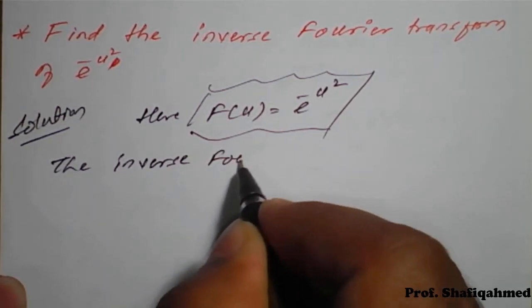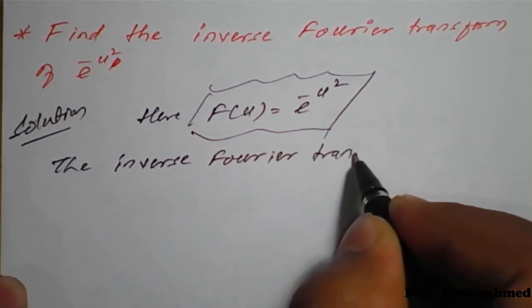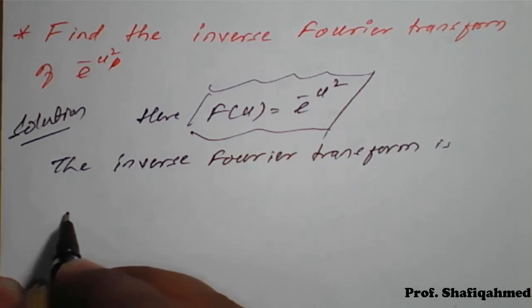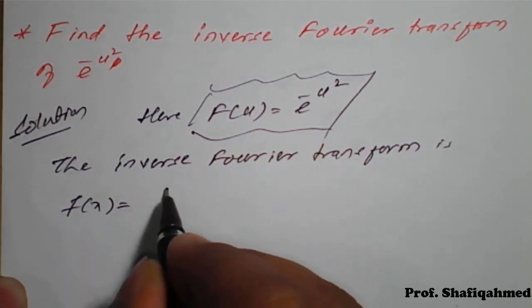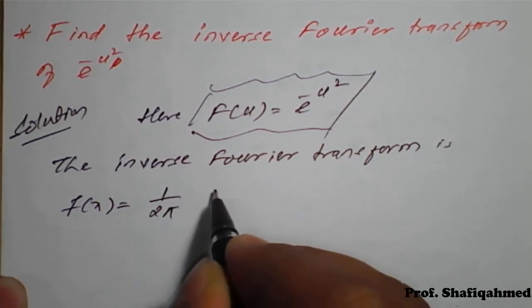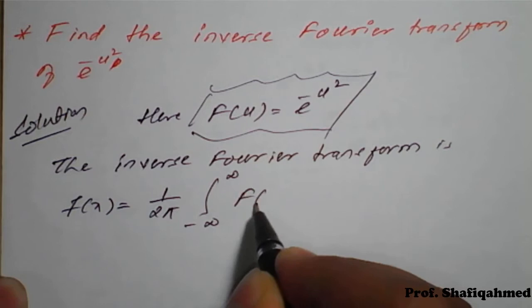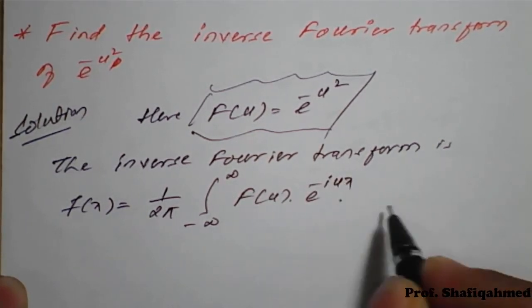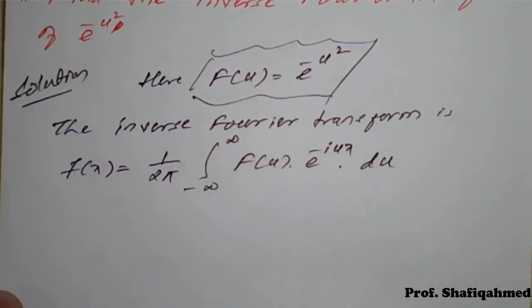the inverse Fourier transform is small f of x is equal to 1 upon 2 pi integration minus infinity to plus infinity capital F of u e raised to minus i u x into du. So this is the definition of our inverse Fourier transform.